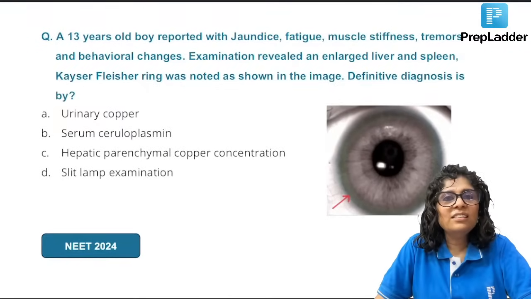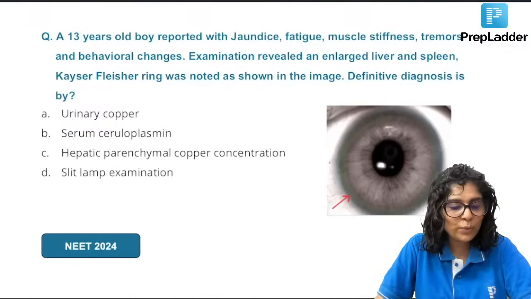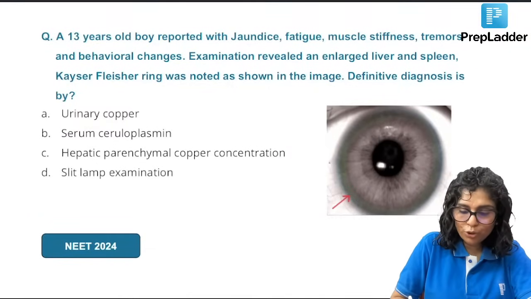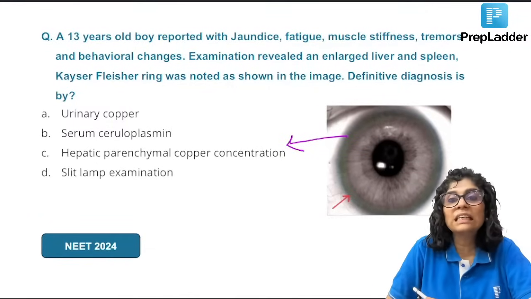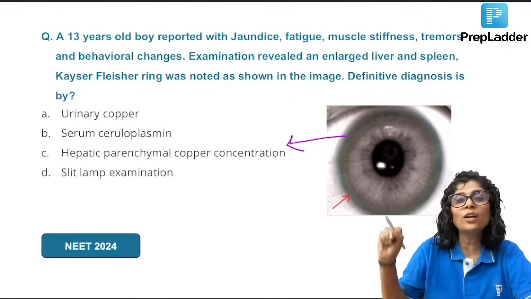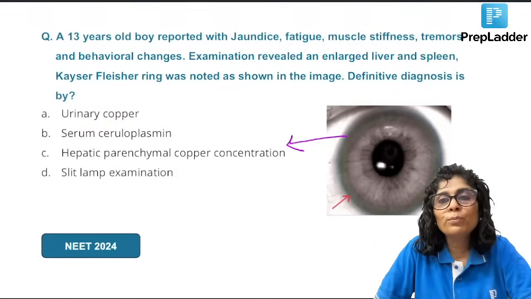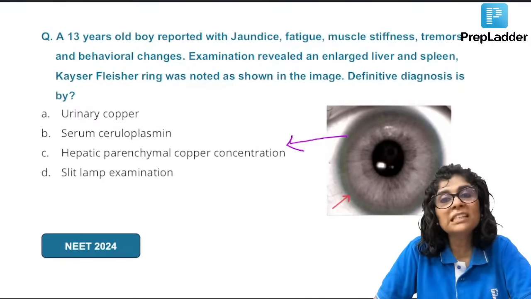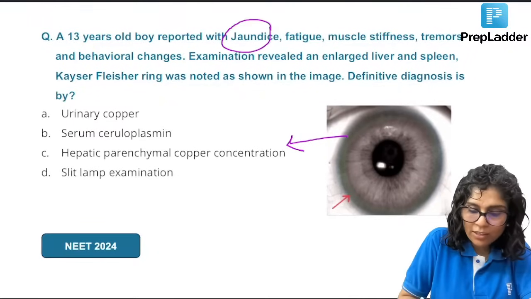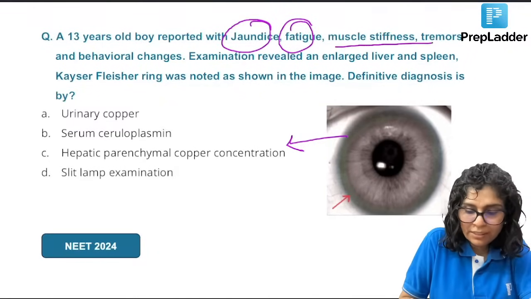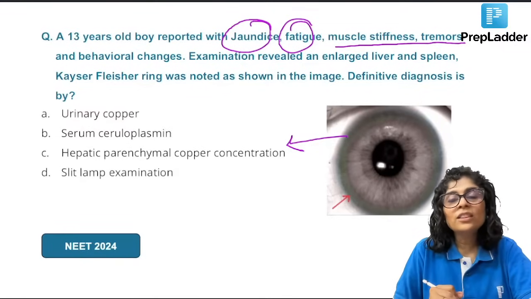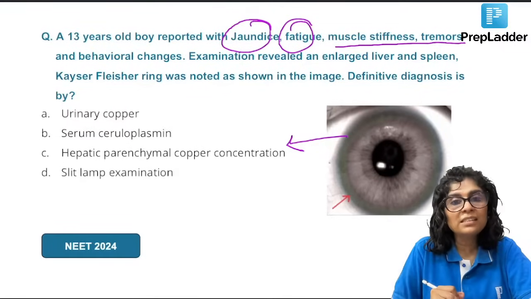Try to answer this. Now you know the answer, right? It's a NEET 2024 MCQ. What is shown in the image? The image shows Kayser-Fleischer ring, which is a brownish or greenish ring seen around the iris, caused by the accumulation of copper in the Descemet's membrane. The person presents with jaundice, fatigue, muscle stiffness, tremors because the lenticular nucleus is damaged, and KF ring. All these point towards a diagnosis of Wilson's disease.